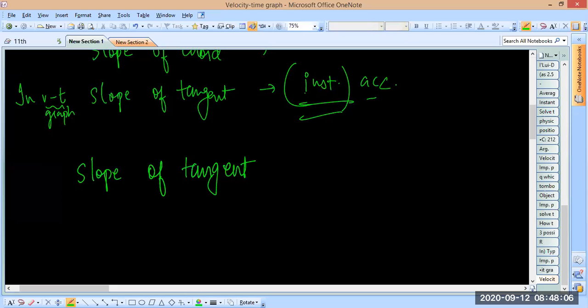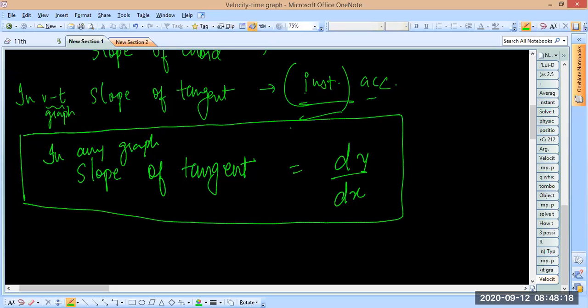Slope of tangent in any graph, slope of tangent is always equal to dy by dx. If you want, you can write this. It's a useful sentence in my opinion. All right, please write it. In any graph, slope of tangent is always equal to dy by dx, means differentiation.